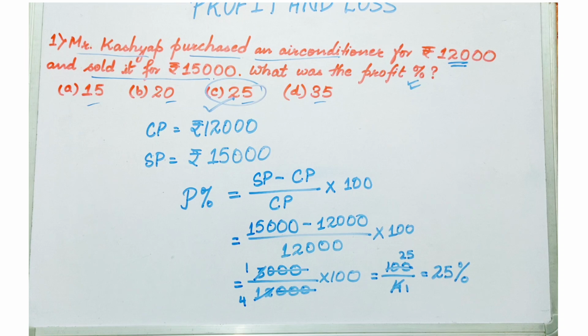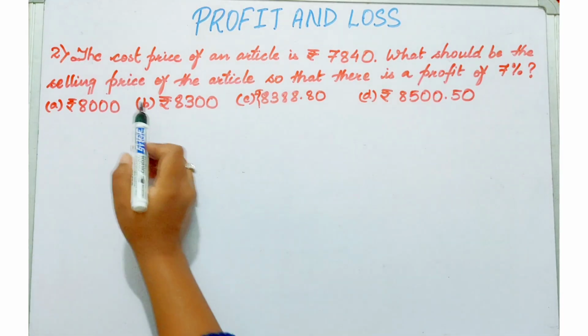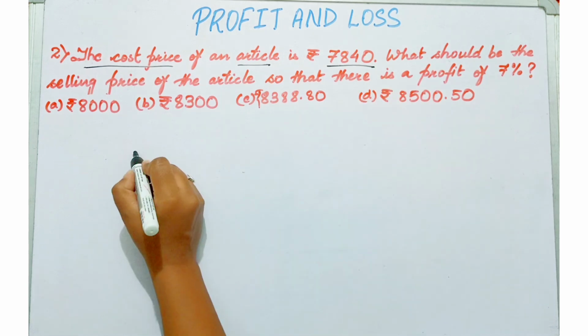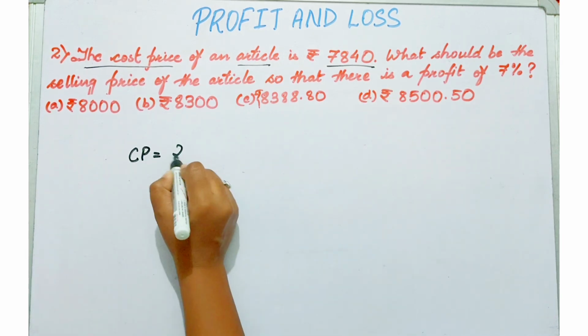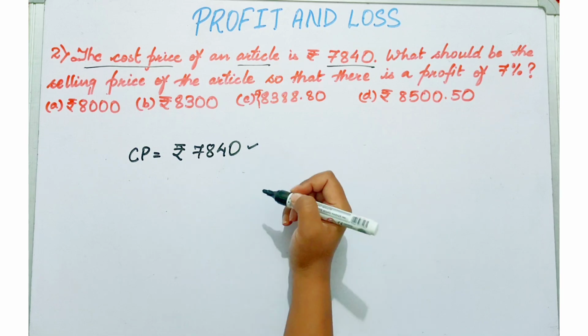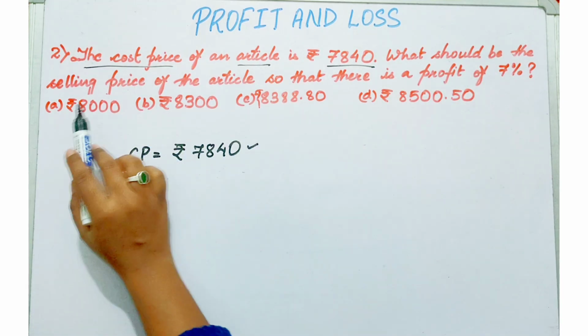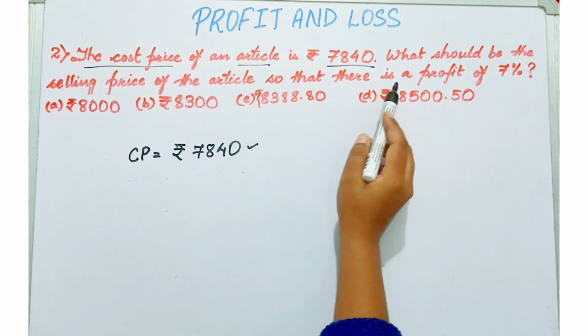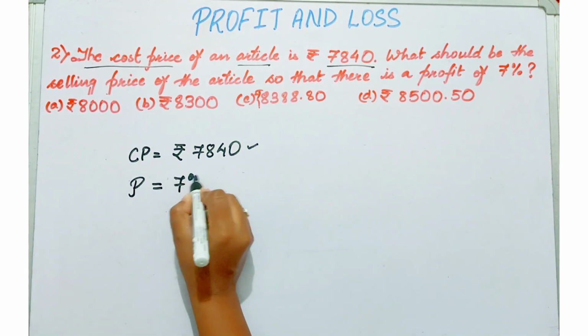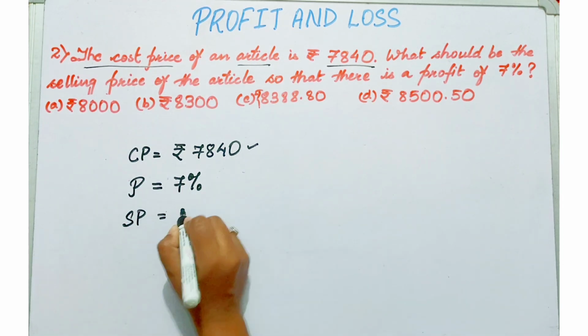Let's move to the next question. The question says the cost price of an article is rupees 7,840. What should be the selling price of the article so that there is a profit of 7%? So profit is 7%. So what is SP?